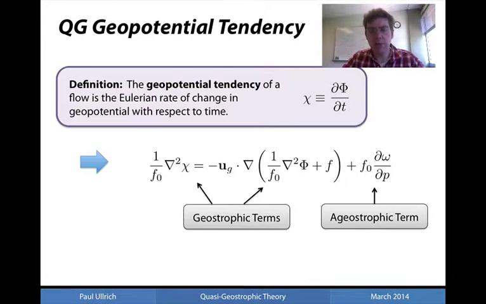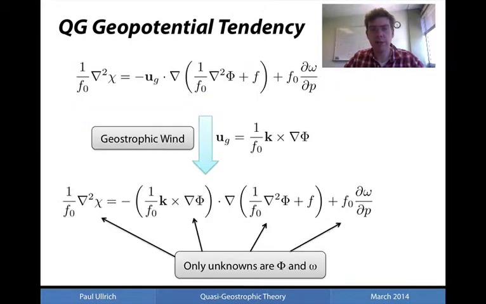So this combines both geostrophic terms, which includes the left-hand side and the first term on the right-hand side, plus an ageostrophic term, which is associated with stretching. Recall that divergence of the horizontal velocity field is due to ageostrophic motion, and that is what is going to be responsible for driving vertical velocity and stretching.